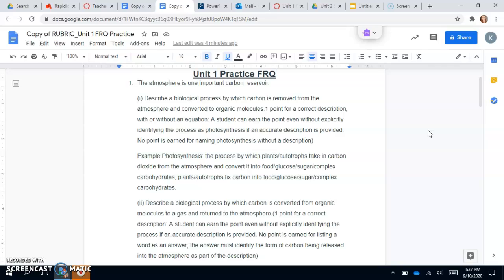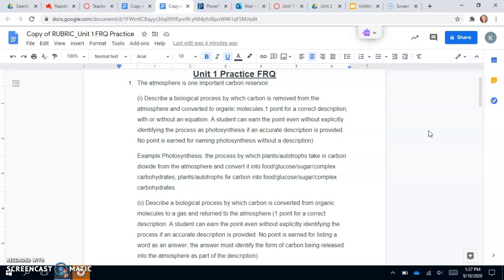We're going to start with number 1, and it says the atmosphere is one important carbon reservoir. Describe a biological process by which carbon is removed from the atmosphere and converted to organic molecules. 1 point for a correct description, with or without an equation. A student can earn the point even without explicitly identifying the process as photosynthesis if an accurate description is provided. No point is earned for naming photosynthesis without a description.